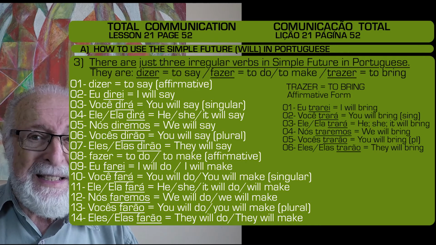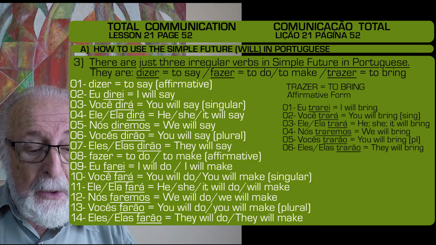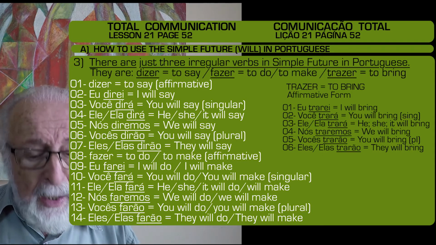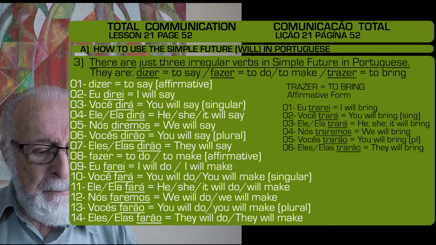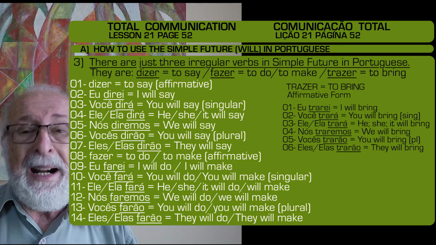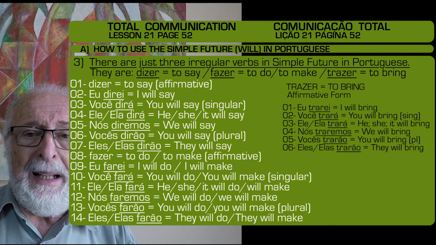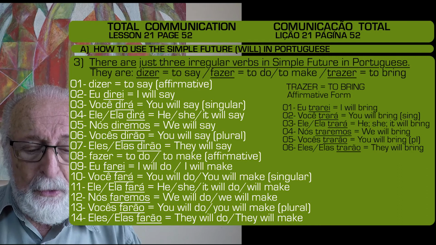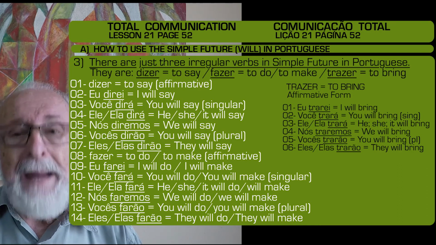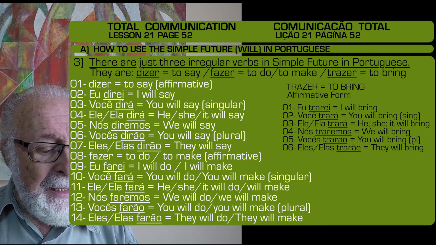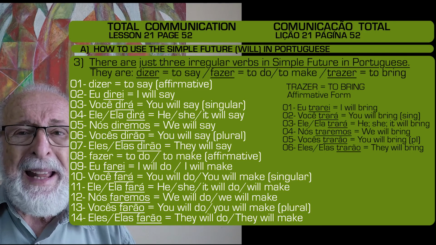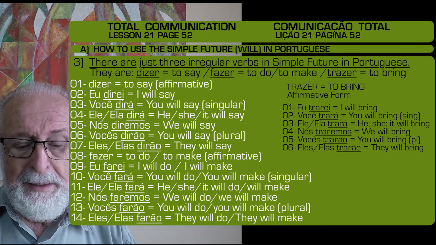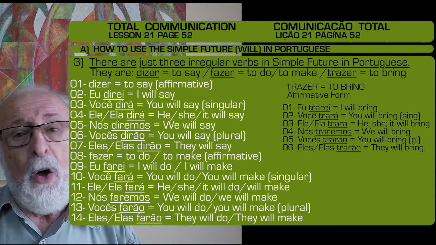Line 10 now. Você fará. Você fará means you will do or you will make. Singular. Ok? Você fará. In line 11, ele fará. Ela fará. Ele or ela, he or she fará. It means he, she, it will do, or he, she, it will make. The same, right? Okay, in line 12, we have nós faremos. It means we will do, or we will make. Okay? Nós faremos.